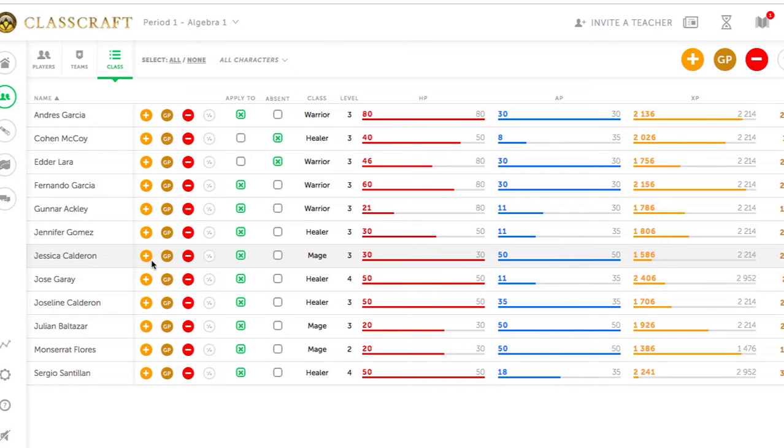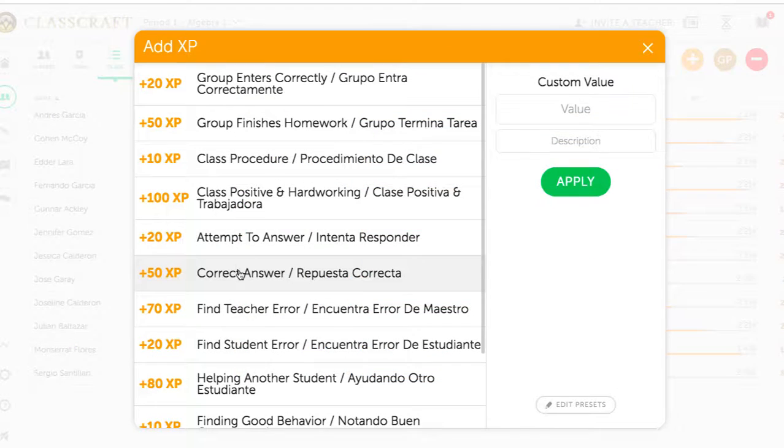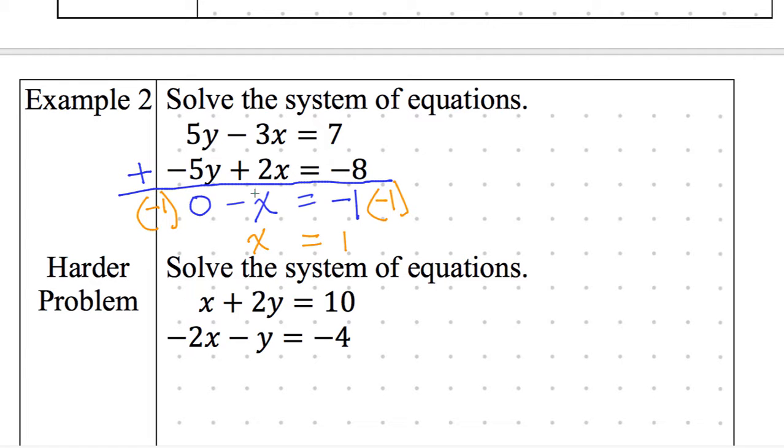Jose, which equation do you want to plug it into? The second one. Why'd you choose the second one? Randomly? Okay, let's do it. Jose, read me the equation after x is substituted in. -5y plus 2 times 1 equals -8. Yep, everyone copy it down.